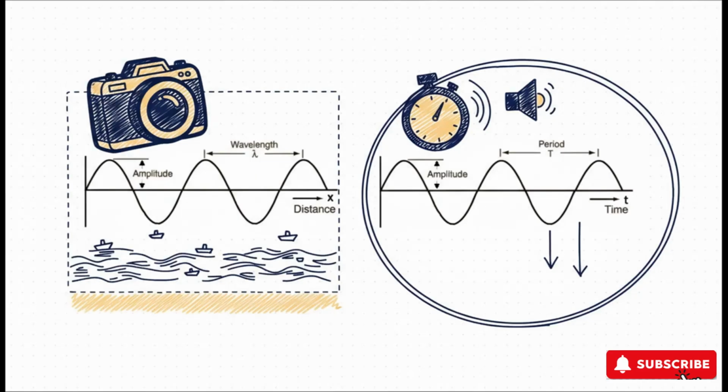And this is such a clever way to visualize the difference. The image on the left is what we call a position picture. It's like taking a photograph, freezing the entire wave in one single instant. This is how you measure its wavelength. But the image on the right, that's a time picture. Here, we're just staring at one single point, and we're watching it move up and down over time. This lets us measure the period. Two different views, two different properties.